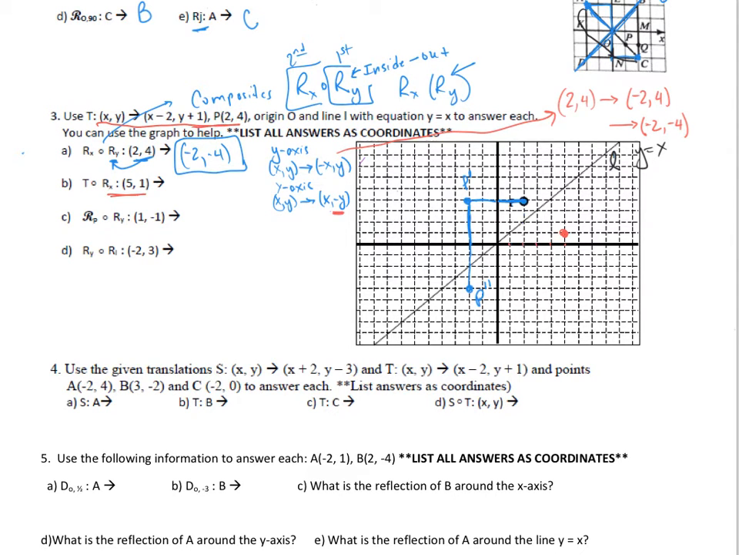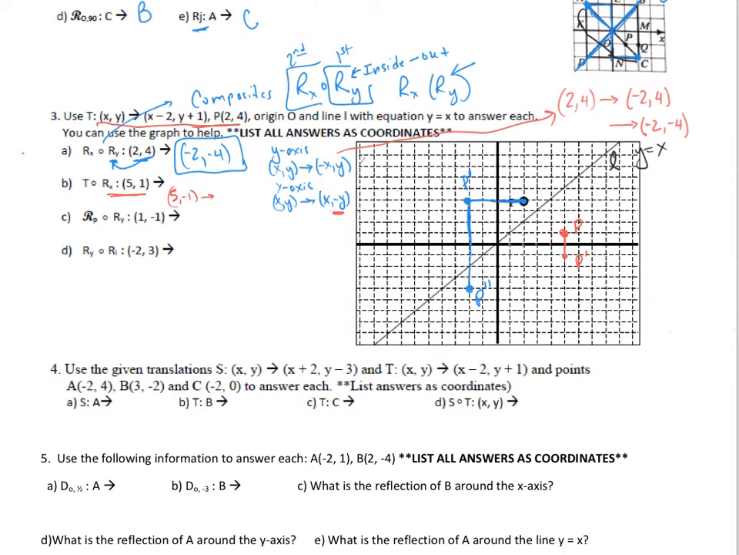So first let's reflect this about the x-axis. So if this is my point, we'll call this one P this time. Reflecting about the x-axis will give me this new point P prime. So I went this way and the other direction. So the first step gave me P prime, which is 5, negative 1.